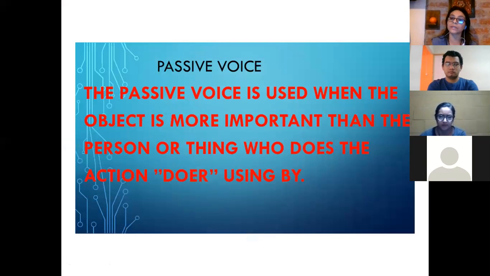Franklin, can you read this for me, please? Yes, thank you. Okay. The passive voice is used when the object is more important than the person or thing who does the action they're using by. All right, thank you, Franklin, very much.